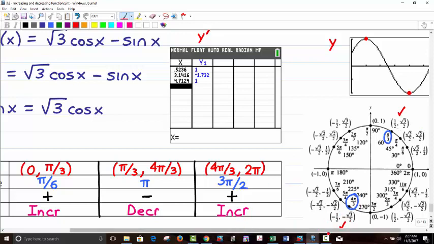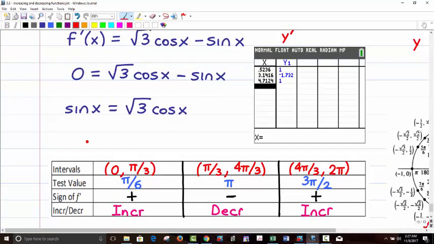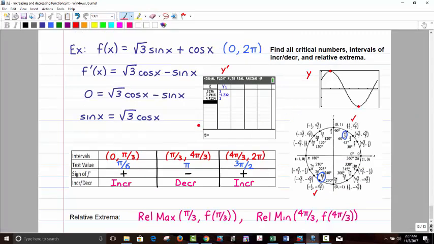But one thing to keep in mind, suppose it would have said sine of x equals negative root 3 cosine of x. Then you would have been right here at 2 pi over 3 and then 5 pi over 3. But they're going to be the same sign because it's positive here. So either they're both positive or both negative. So with that being said, no discontinuity. So we have critical values of pi over 3 and 4 pi over 3.